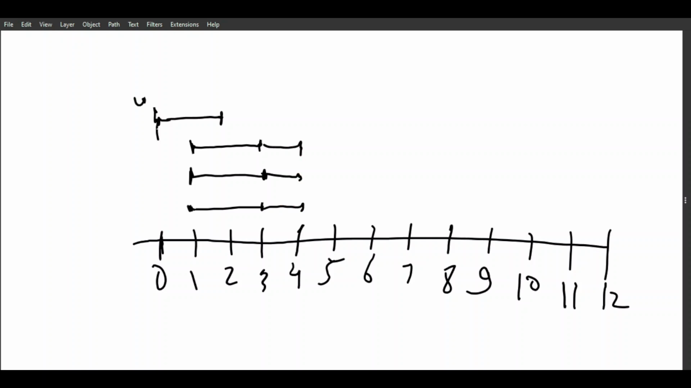So we have 0 to 2, then we have from 1 to 4, 1 to 4 each. Then one overlapping interval we can make from 3 up to 6, 3 to 6.